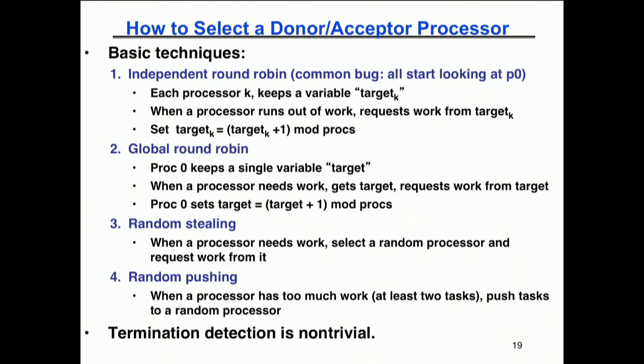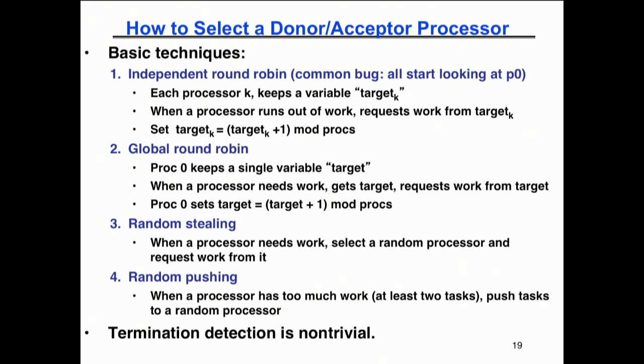Actually, yeah, you can also do randomized pushing, where whenever a processor creates work, it computes a random number and sends that task to a remote processor. In all of these schemes, by the way, the question of termination detection is not trivial to implement.